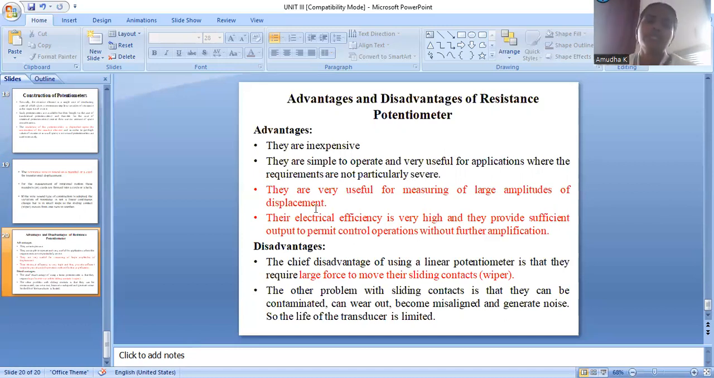So the major example of a resistance transducer is the potentiometer. Here, based on the resistance variations, this effect occurs during measurement.